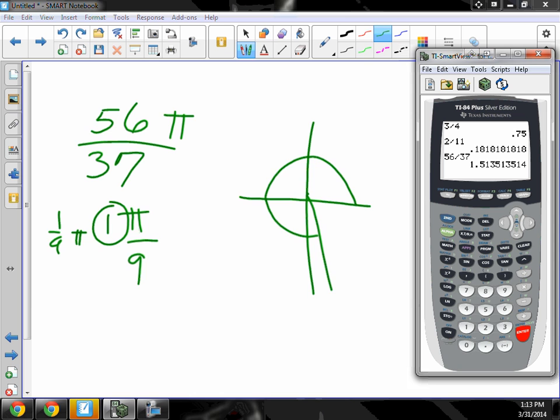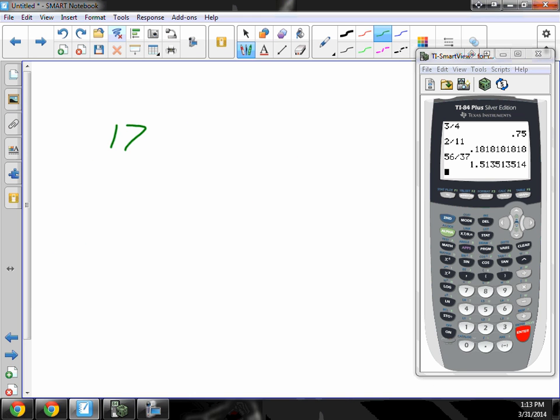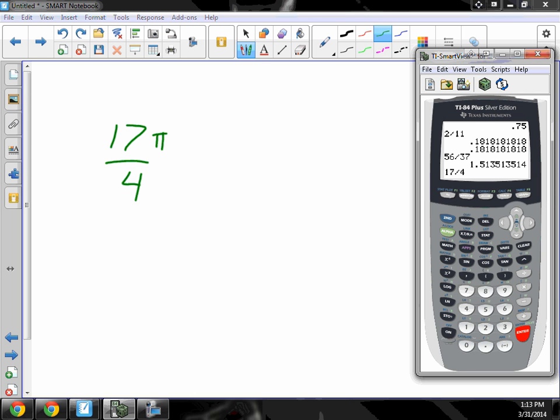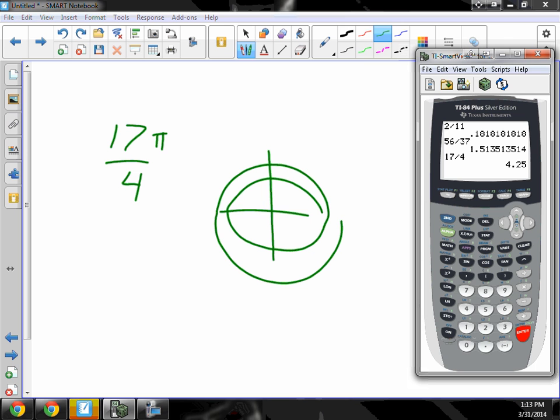Okay, here's a tough one. 17 pi over 4. 17 divided by 4. Why 1? Good. So 1, 2, 3, 4 pi, and 25%. So that's actually the same as 45 degrees. Okay. What about 21 pi over 4?